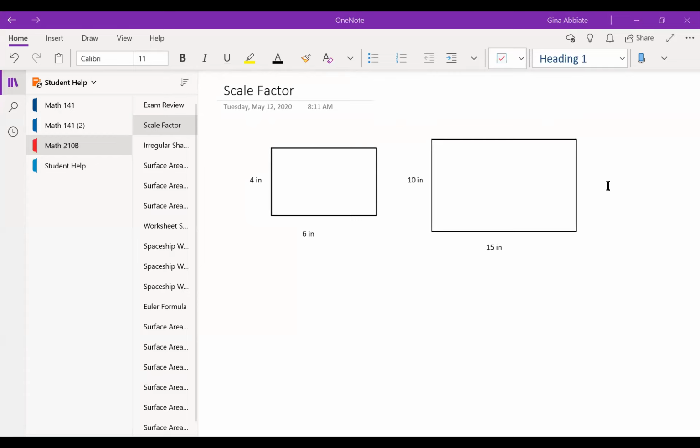This implies that we have shapes which are similar, and similar shapes will have all of the corresponding angles being identical. That means any of the angles that are in the same location. And then the sides that are corresponding would be in proportion to one another.